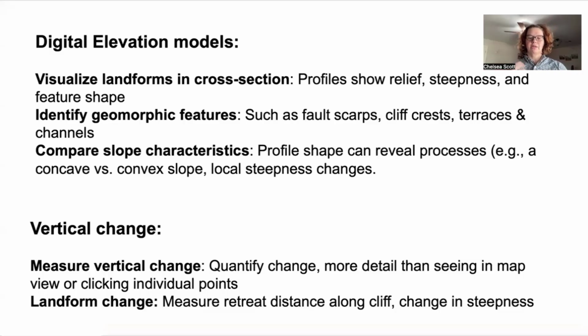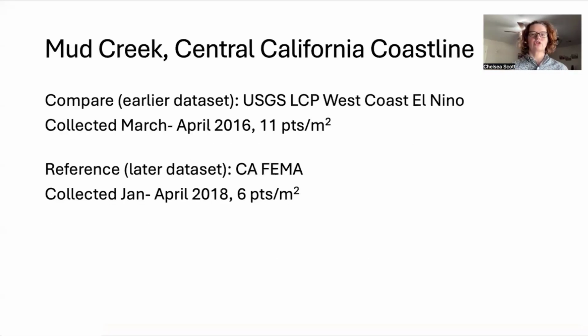For example, following a landslide, we can see how much the cliff retreated, which is a very important metric of the landslide. We can also look at changes in steepness, which may indicate future behavior of that area. So shortly we'll be looking at some topographic hillshades and DEMs of the Mud Creek landslide that occurred in Central California along the coastline.